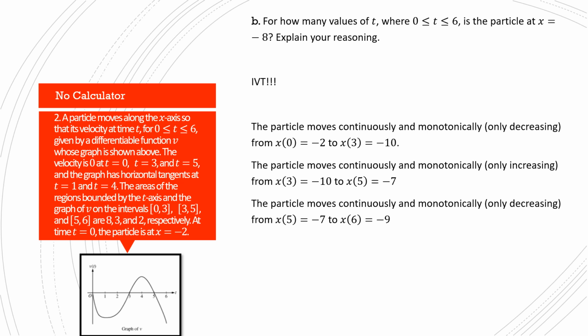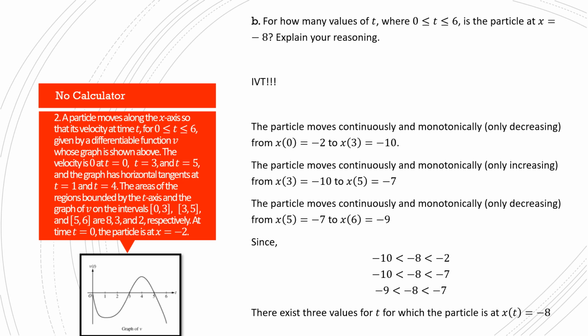And then I can also look at from 5 to 6. Again, that's continuous, and monotonically it's only decreasing. And x of 5 is -7. X of 6 is -9. So since -8 falls between -10 and -2, -8 also falls between -10 and -7. And -8 falls between -9 and -7. There are 3 values of t for which x equals -8.